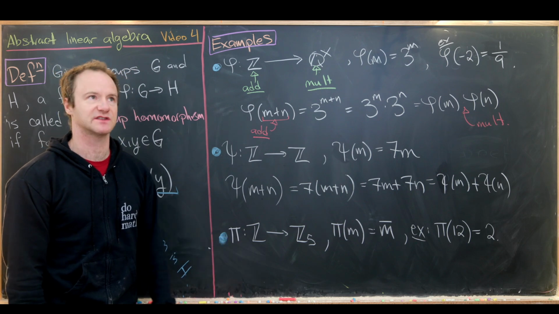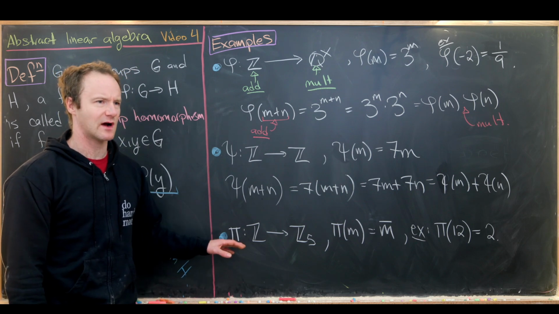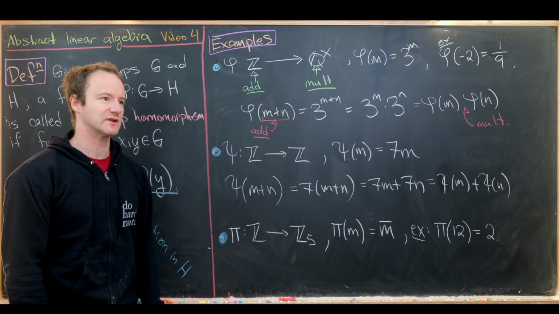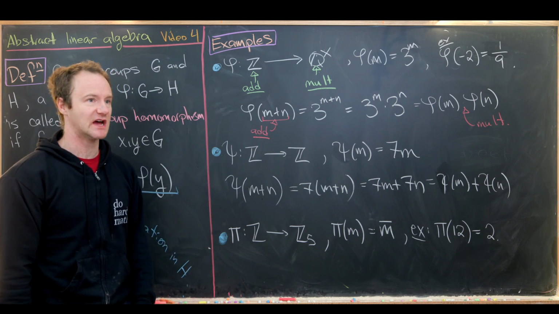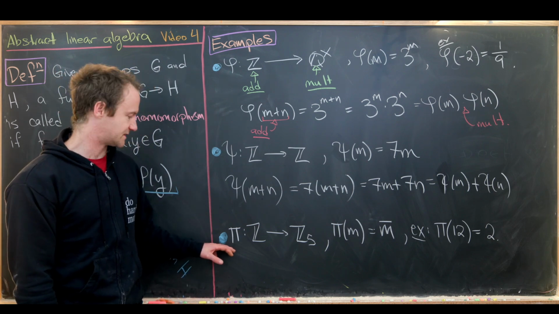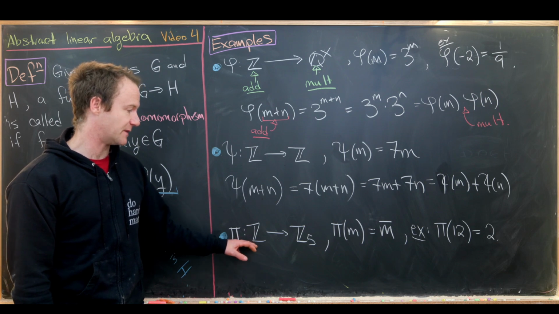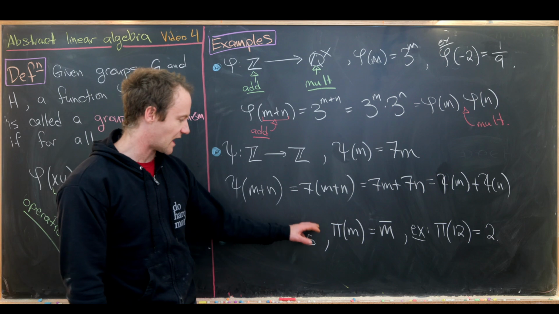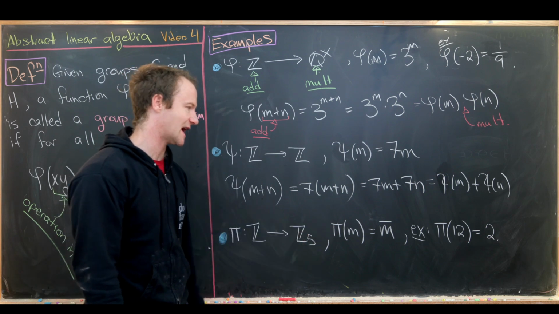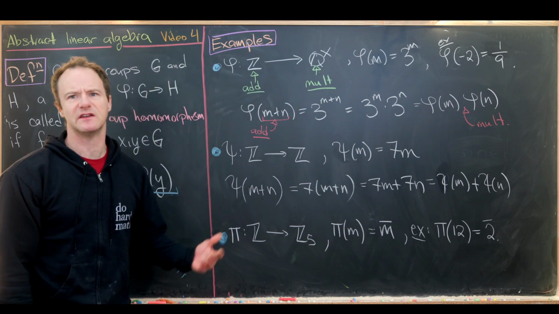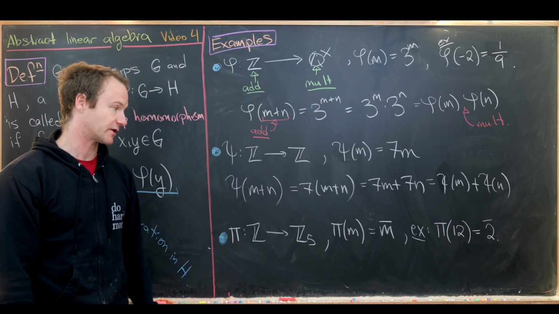Now here's another example. I'll let you check this on your own. To really do this properly, you need to use something called the division algorithm, which is not really that difficult, but it's also not in the scope of this course. I'll call this homomorphism pi, and it goes from integers to integers mod 5. Let's recall that the operation over here is not exactly addition, but it is addition and then divide by 5 and keep the remainder.